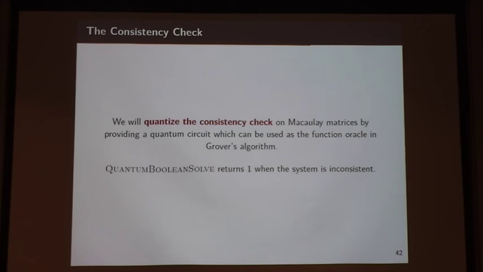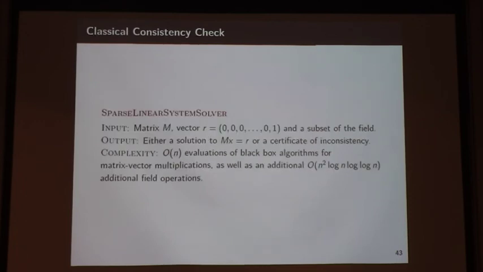When we quantize the consistency check on Macaulay matrices, we want a quantum circuit which returns 1 when the system is inconsistent, because we're looking for the A's that give a specialized system where the Macaulay matrix is inconsistent. A subroutine in the classical consistency check is the sparse linear system solver, which takes the Macaulay matrix, the vector R, and a subset of the field, or since we're working over F2, a field extension for random selection, and outputs either a solution or a certificate of inconsistency. We don't need the solution, we just need to know that there is one.